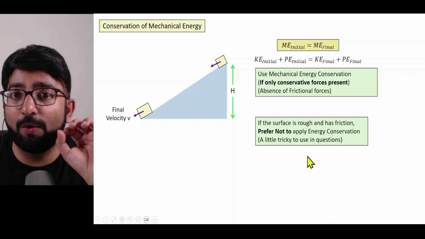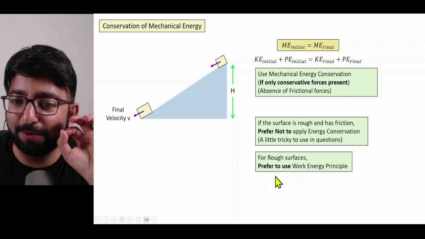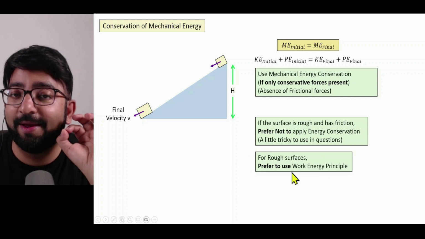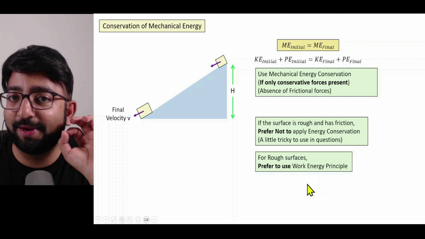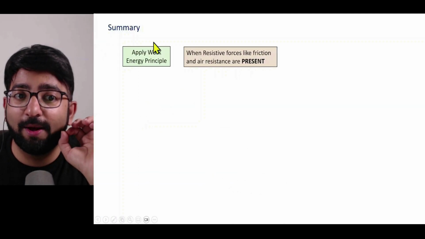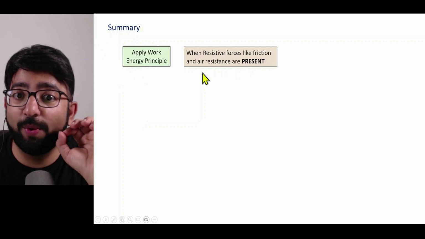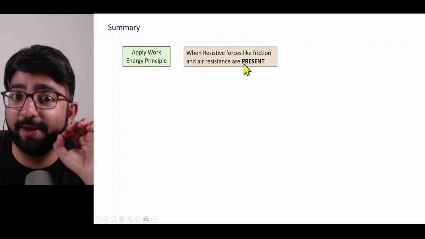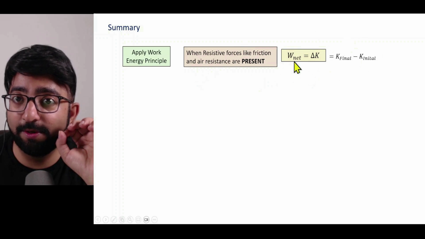The easier way out is to use the work energy principle. So for rough surfaces, it is better to use the work energy principle. And now let us summarize what we have learned so far. Apply the work energy principle when resistive forces like friction and air resistance are present, and this is the principle.